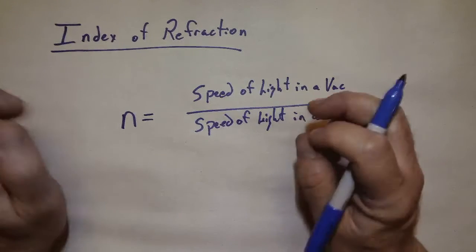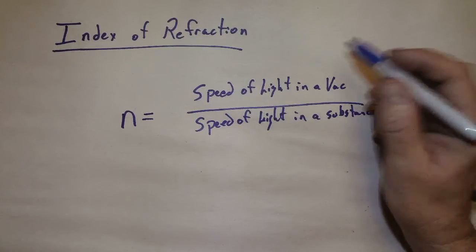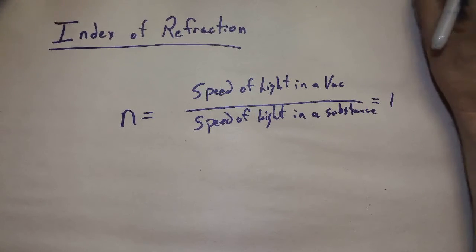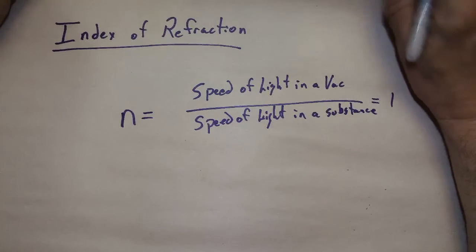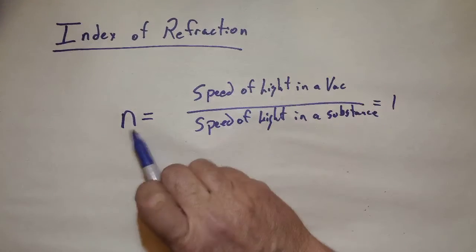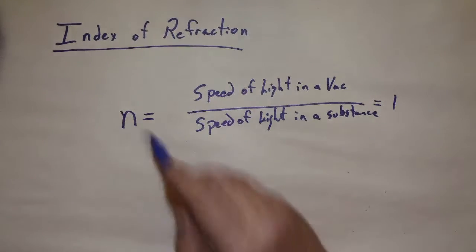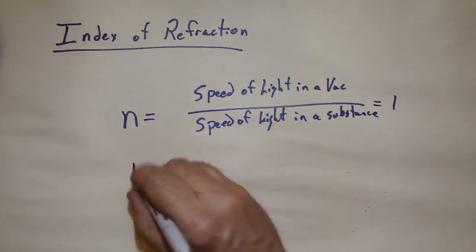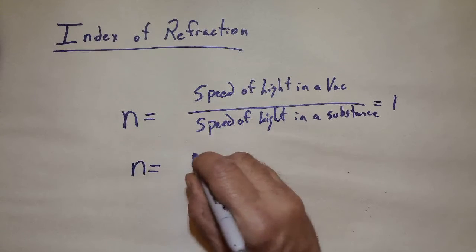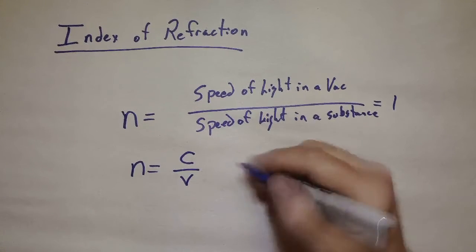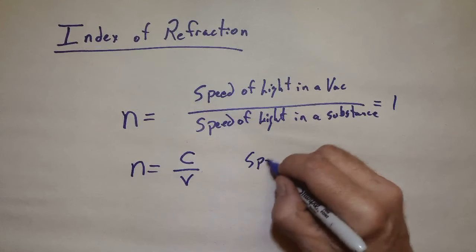Remember the other unitless quantity we have? Anybody? Come on. Yeah, excellent. The other unitless quantity we have is the coefficient of friction, mu. So this is the other one we have, which is n. And n is properly given by c over v. Simple as can be. So let's talk about the speed of light in water.